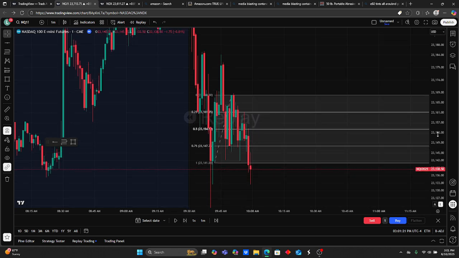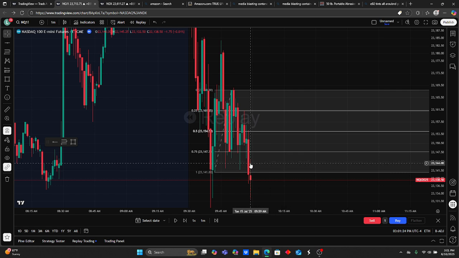Let's see. You get a fair value gap here. This candle's high is 145.25. This candle's low is 145. So 145.